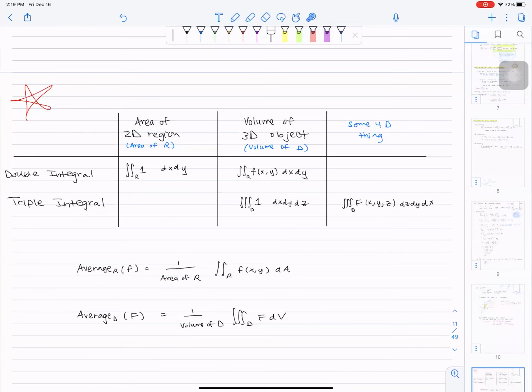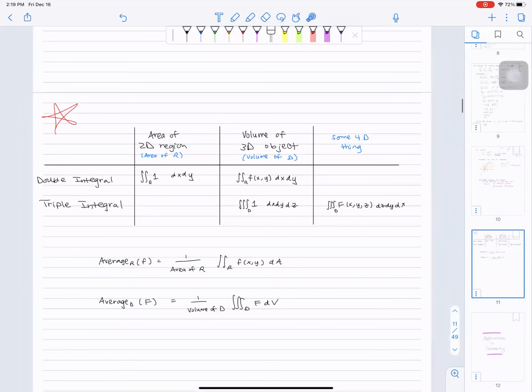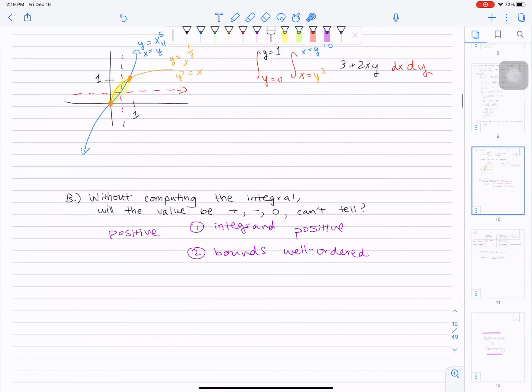Okay, let's move on to any questions so far? I got a little confused when you were saying how you could tell the value, the positive, negative.